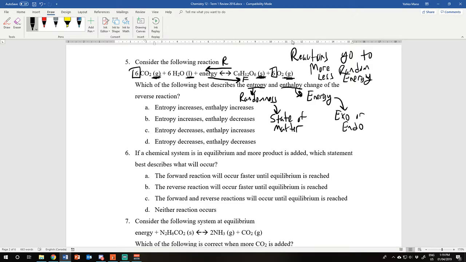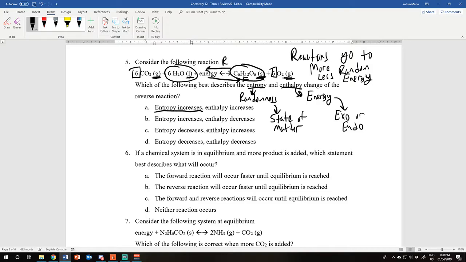So here, the C6H12O6 is 1 solid going to 6 liquid. So that is much more random. So for the reverse reaction, the entropy will increase. Okay, because you're going from a more ordered solid state to a less ordered liquid state. The gases are still the same, doesn't matter.